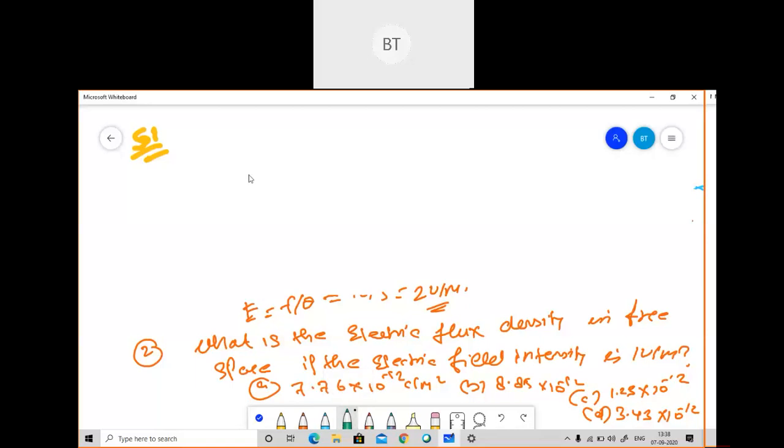So always remember one formula that we have seen, that how to calculate D, that is D is equal to epsilon into E. So what is E given here? Electric field intensity 1. So the correct answer is B. So what I will write here? 1 into 8.85 into 10 to the power minus 12. So if you calculate it, you will get B. Ritika correct. 8.85 into 10 to the power minus 12. So this is the correct answer.